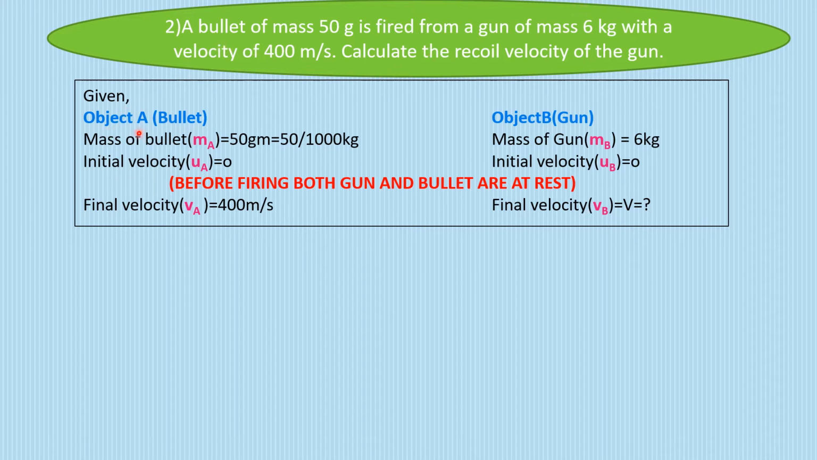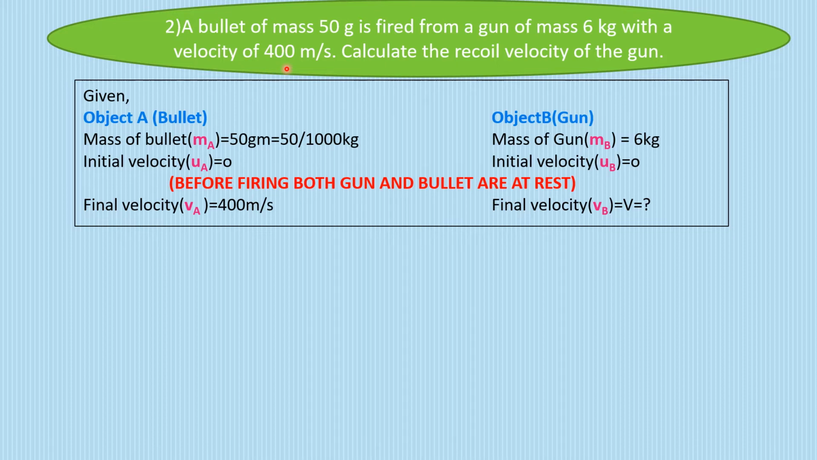I named it as object A. That was the bullet. Its mass is given as 50 grams. Substituted. Is fired from a gun. So the second object is the gun, of mass 6 kg. So again the mass of the gun is given to us as 6 kg. Now this is object B, so the subscript for mass is going to be B. This was object A, so the subscript for mass is going to be A. With a velocity of 400 meter per second.